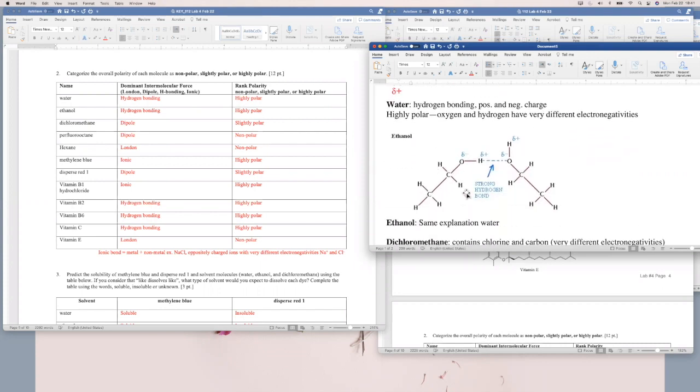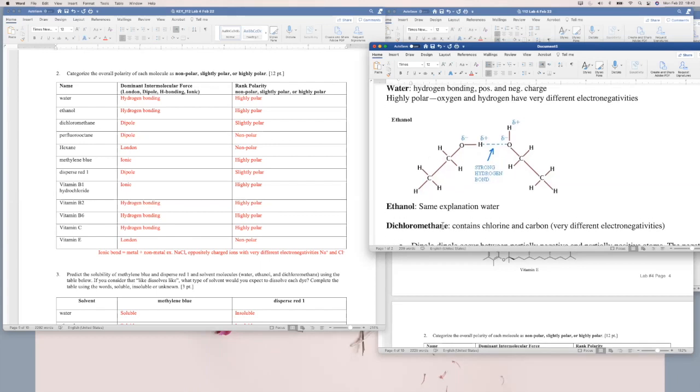Then we have ethanol here, which is basically the same explanation as water. This is our ethanol molecule, and you'll notice that the positive charge on the hydrogen is attracted to the negative charge on the oxygen. That's going to be highly polar as well because of the difference in the electronegativities of oxygen and hydrogen.